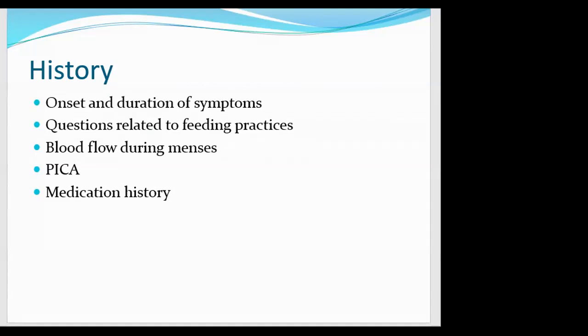In adolescence, you want to question the blood flow during menses. You want to ask how many pads or how many tampons they are using a day. And then medication history. Are they taking any sort of medication that could decrease the hemoglobin or the hematocrit? And those key medications are NSAIDs and aspirin.